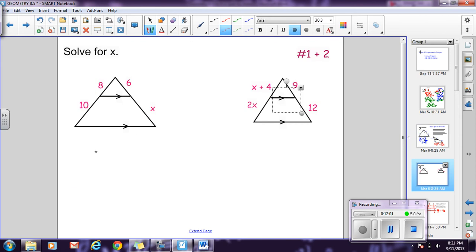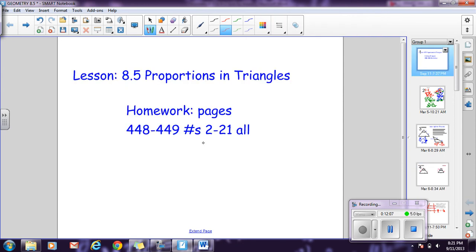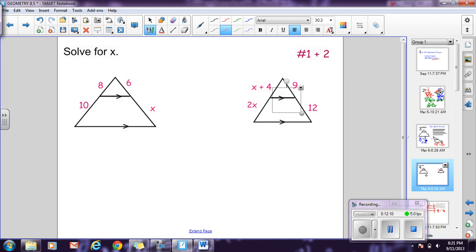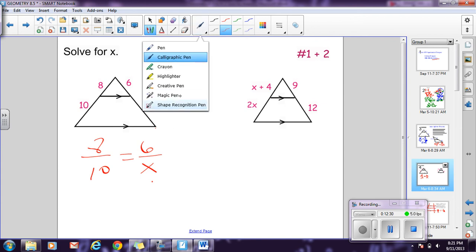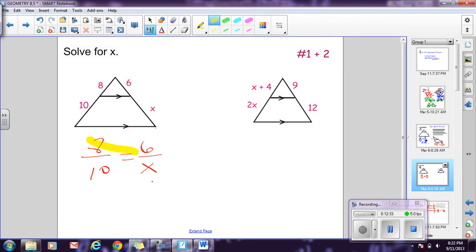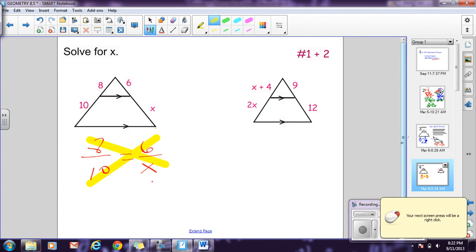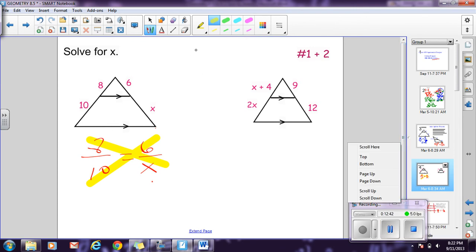This is right here. Solve for x's number 1 and number 2. I believe you have to do, like I said earlier, 2 through 21 all. So 1 is more like an example, and 2 is going to be homework. So let's do 1 real quick. It's going to be 8 over 10, and it's going to be equal to 6 over x. Okay, so we're going to cross multiply, right? I'm going to take my little highlighter. Highlight that, because I'm going to multiply 8 times x, and then I'm going to multiply 10 times 6.